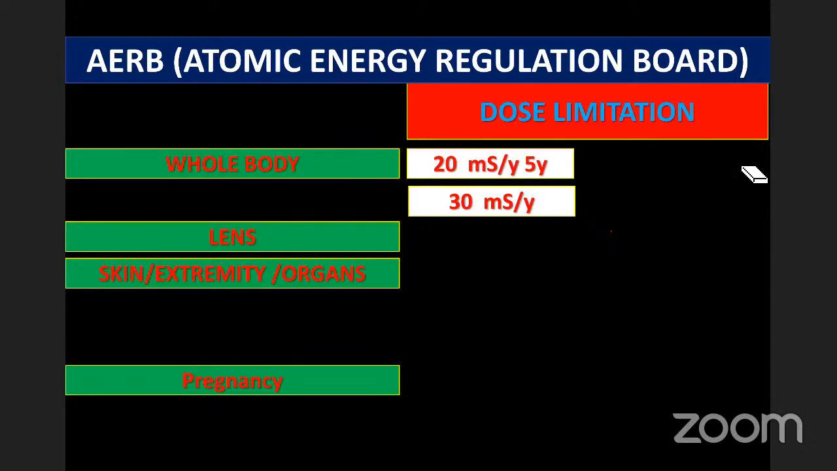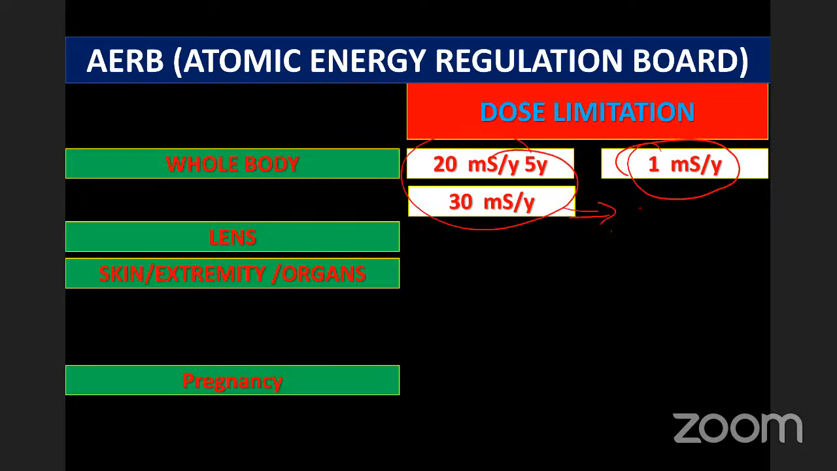Okay, for the general public the same limit per year is 1 millisievert. Usually the general rule is 1/10, only here it doesn't follow. 1 millisievert per year is for the general public. The 20 is for occupational exposure: a radiologist, orthopedician, cardiologist, radiology technician, cardiology technician, all those who work under radiation. But if a patient comes, the limit per year is 1 millisievert. Very simple.